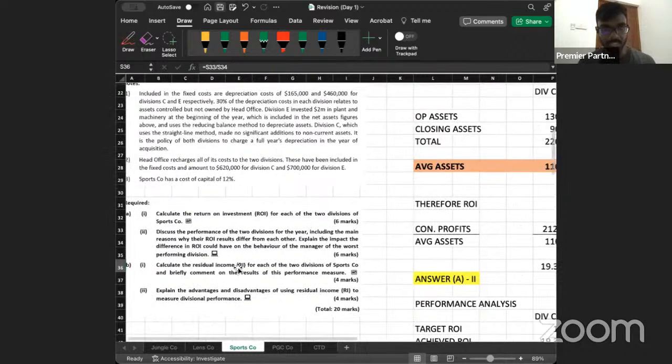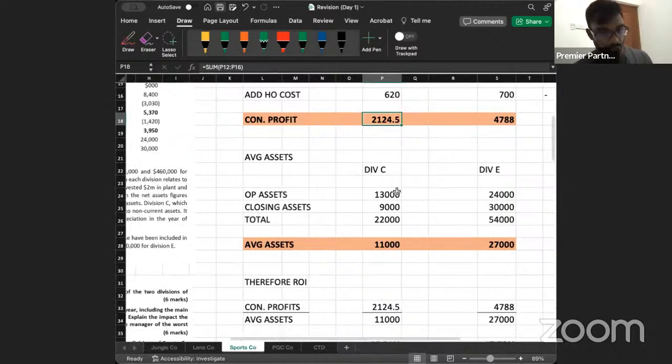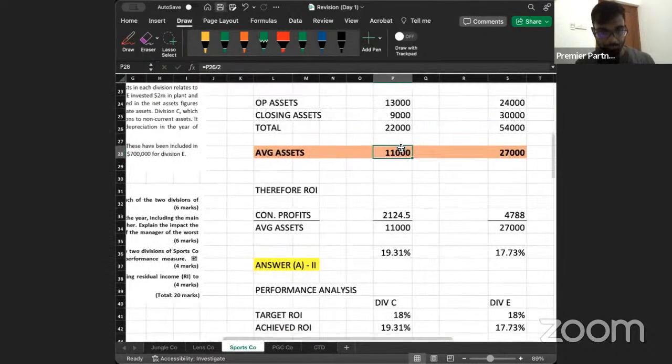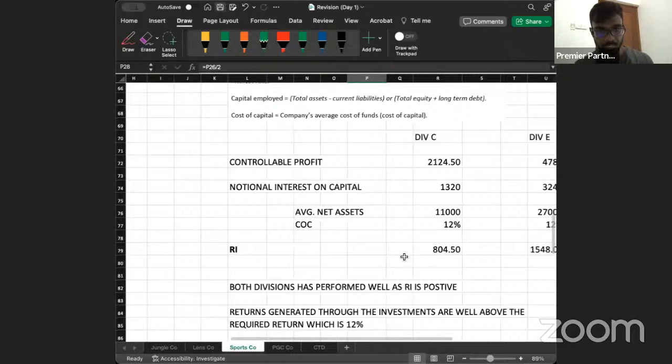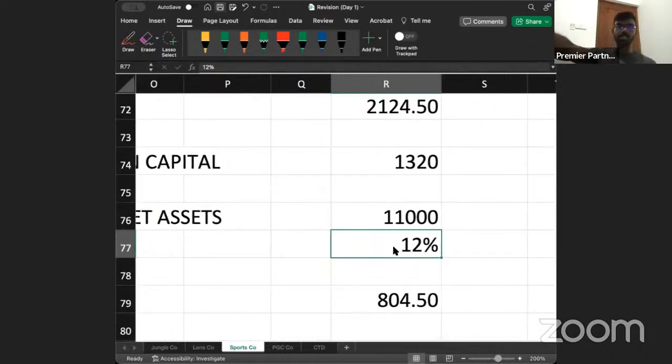For RI, you have the controllable profit that you have already calculated here, no? Now, from the controllable profit, you need to minus notional interest, no? So notional interest is going to be calculated against your average capital employed. So what you do is you take your capital employed, multiply it by the cost of capital. People, what does this cost of capital tell you? What does this mean? 12%. You provide 100 to the company, you need 12% back as a return.